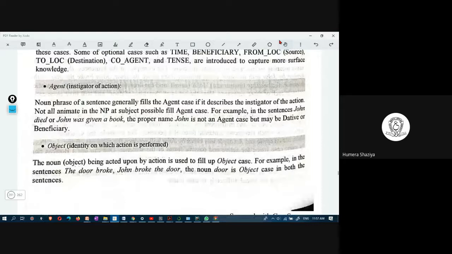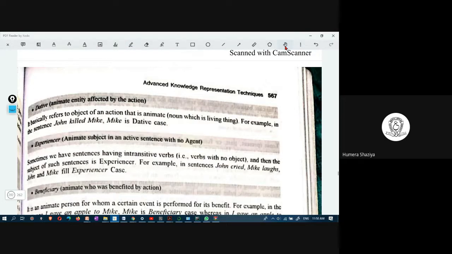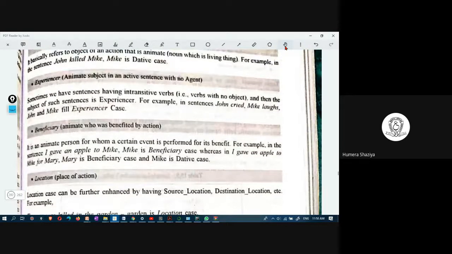When a sentence is spoken, in that there is an agent. Agent is the instigator of action. Object is that on which the action is performed, and there is a dative, an animate entity affected by the action. When you perform an action, the one who gets affected is the dative. Experiencer is an animate subject in the active sentence with no agent; the one who observes it, experiences it. Beneficiary is who is benefited by the action.